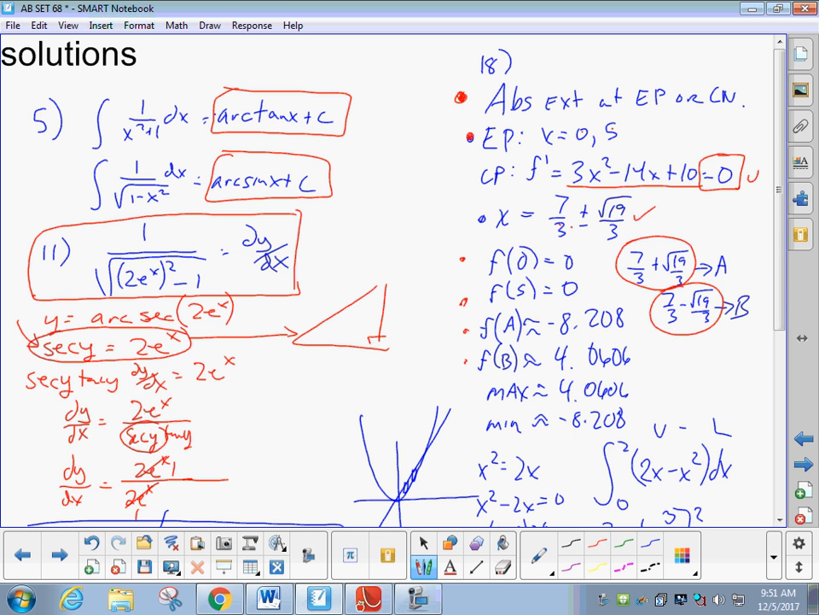Now, I think the question asked what is the maximum and minimum value of the function, which is to say the y value. So these should be your answers. The maximum value is 4.601061, and the minimum is negative 8.20. How did we do?